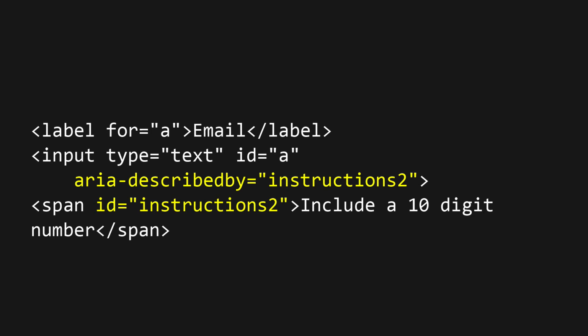Method 2, instructions using ARIA-describedby. The ARIA-describedby attribute can be used to associate instructions with form controls. This technique has good support across all modern web browsers and assistive technologies. In this example, the span element, which contains the additional information, has an ID value of instructions 2, and the input has an ARIA-describedby with a value of instructions 2.